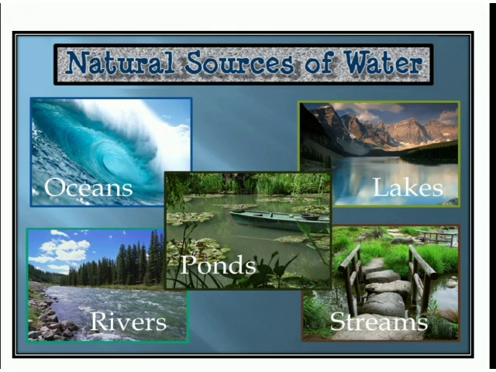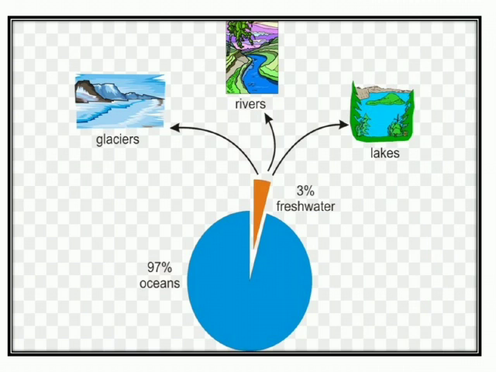This picture here shows different kinds of freshwater habitats. There are freshwater habitats all around the world. 3% of the world's water is freshwater. The rest of the water is salt water. Freshwater habitats are home to over 1 lakh species of plants and animals.